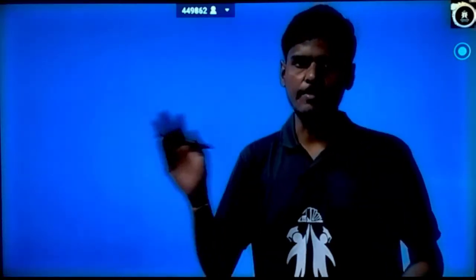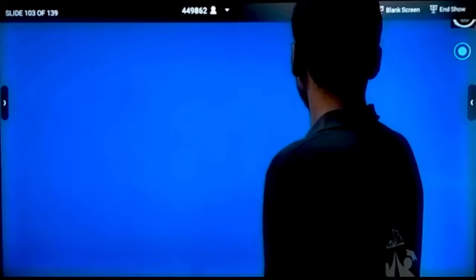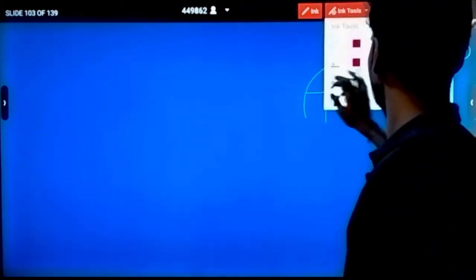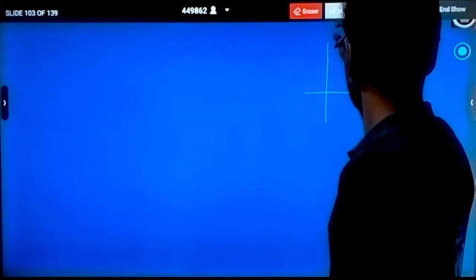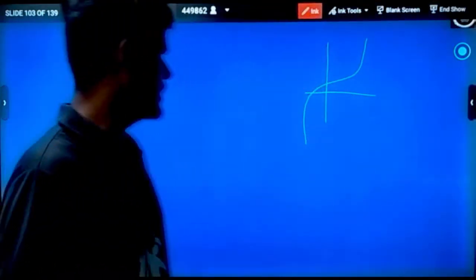Now the point of inflection is a point where the curve changes its curvature. It changes its nature from concave upward to concave downward, or concave downward to concave upward. What does it mean? That means the curve will be something like this. We'll draw it better. The curve is going something like this.